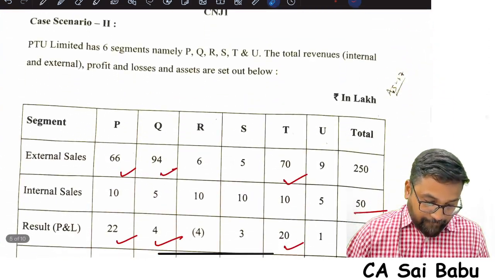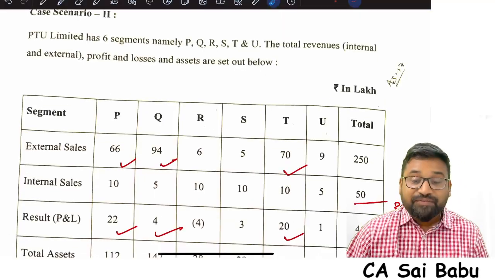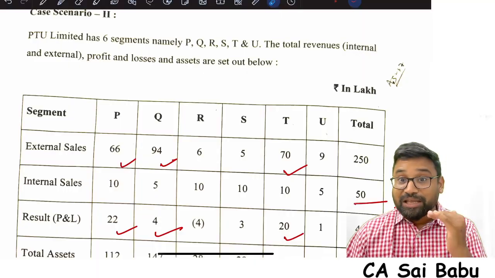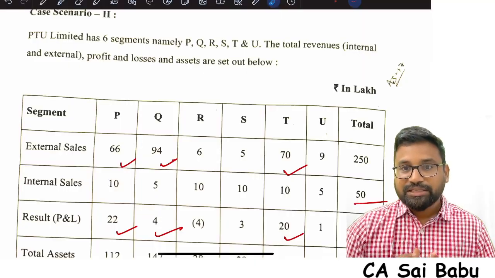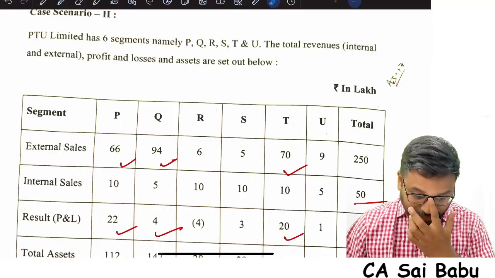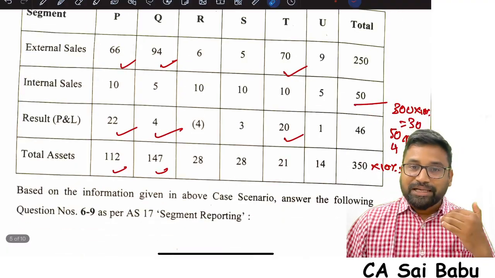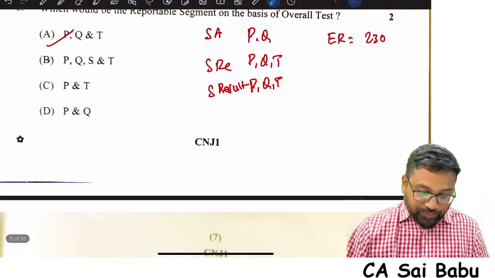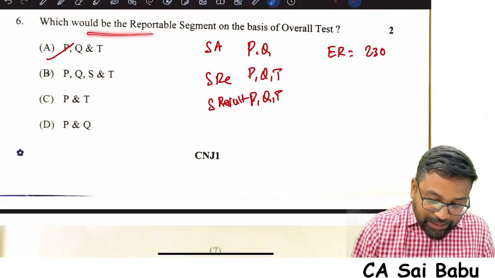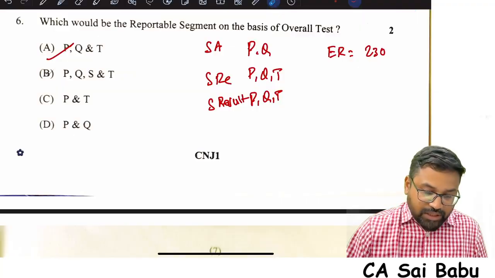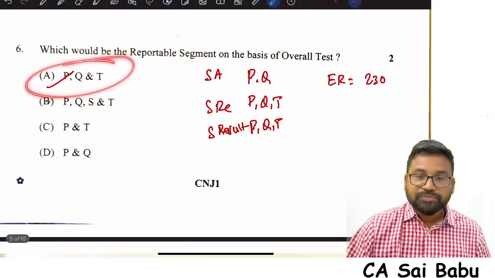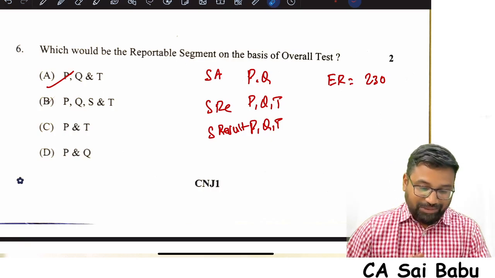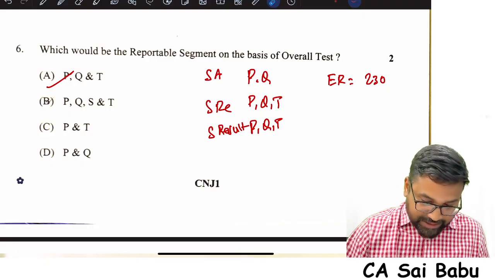Next case scenario 2, they are testing from accounting standard 17, the reportable segment concept. So I told you clearly, even in my 3/4 strategy also clearly mentioned that from AS 17 you need to cover reportable segment. Here segment asset, segment result, segment revenue, overall test, like this there are certain tests. So which would be the reportable segment on the basis of overall test? On the basis of overall test, it is PQT. Overall test is 75% of the external revenue must be covered by the identifiable reportable segments. If not, we need to add some more segments.